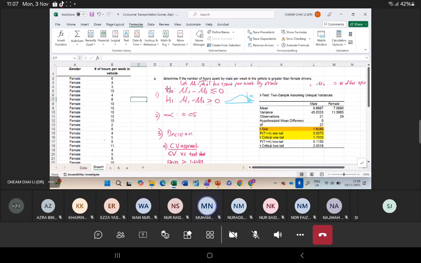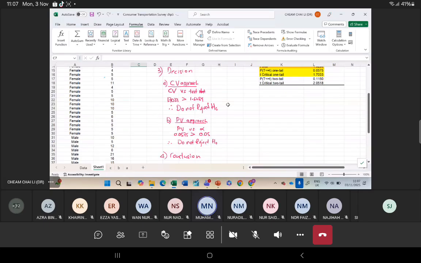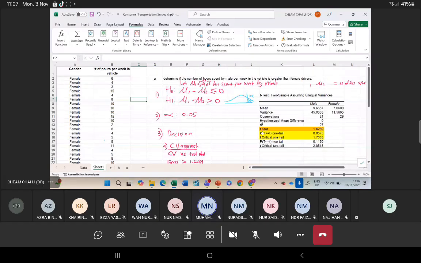Okay, that's how you run the two sample hypothesis testing. This time is quite easy because you don't have to do the calculation. You use the analysis toolbar. You need to know which one to select, right? Based on the hypothesis, you know that this is one tail. Then you select p-value one tail, critical value one tail. Don't ever look at the two tail for this question. Okay, I give you 1 minute to digest it, and then we'll go to the second question.